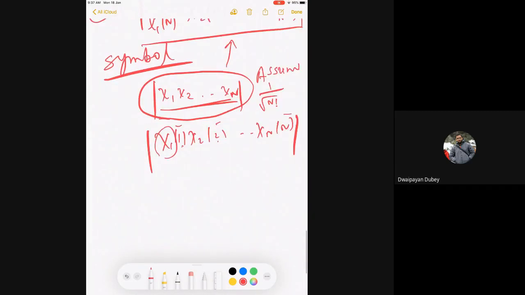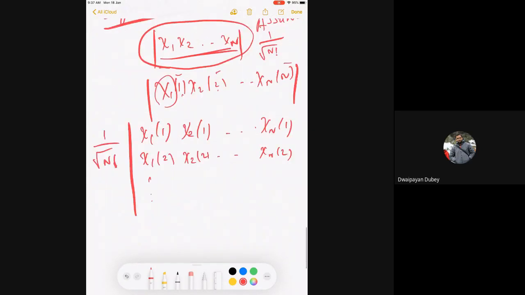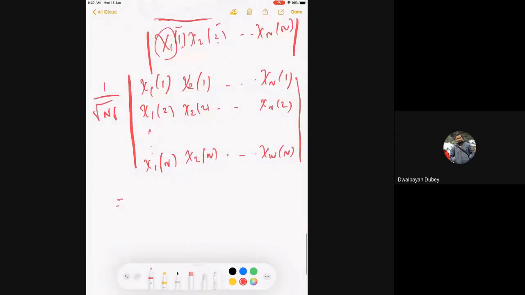So what I'm now suggesting is that the entire determinant, 1 by square root n factorial, chi1 1, chi2 1, up to chi n 1, chi1 2, chi2 2, up to chi n 2, and so on, chi1 n, chi2 n, up to chi n n, will be written as chi1, chi2, chi n.